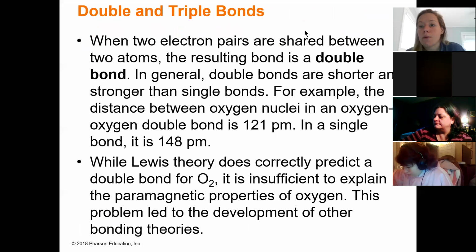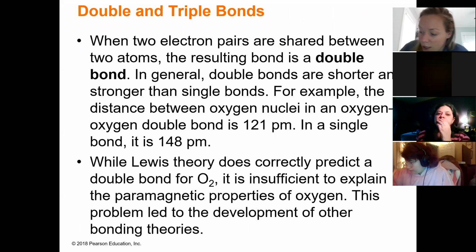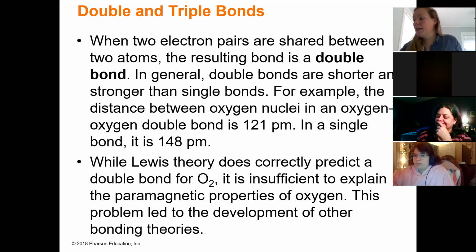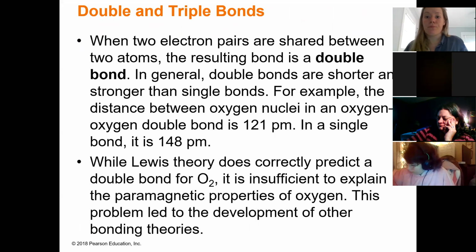A couple things to note about double bonds and triple bonds. In general, double bonds are shorter and stronger than single bonds, and triple bonds are shorter and stronger than double bonds. So you're going to have a hell of a time trying to break apart a triple bond, but a single bond or a double bond is going to be easier.